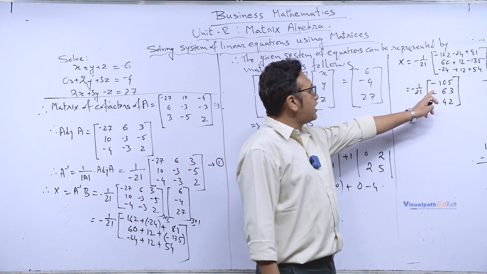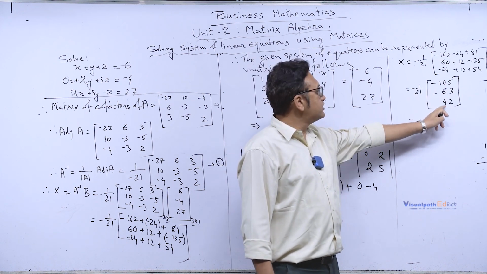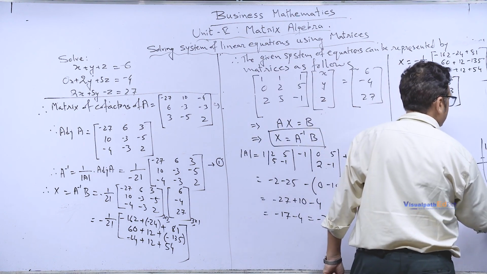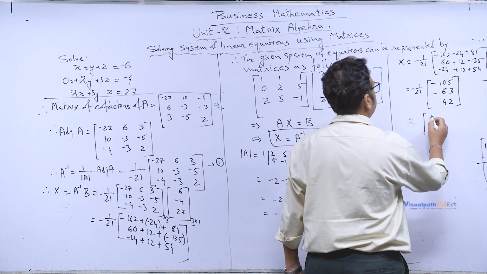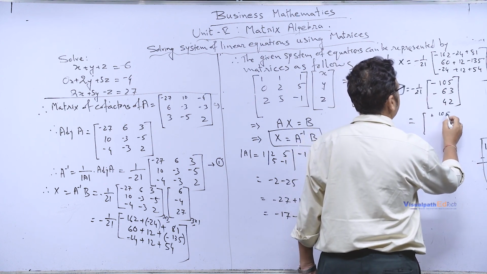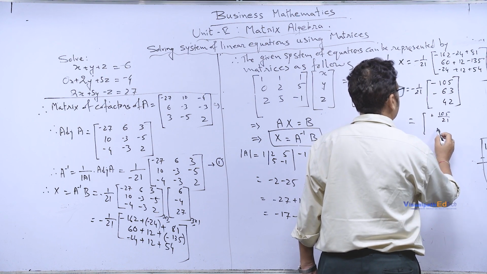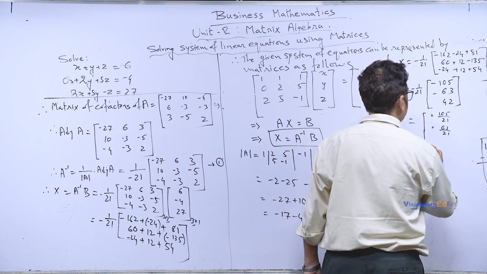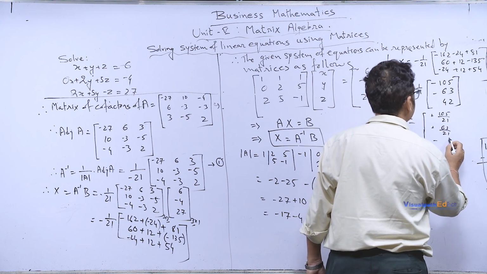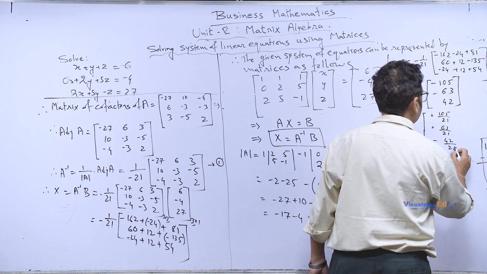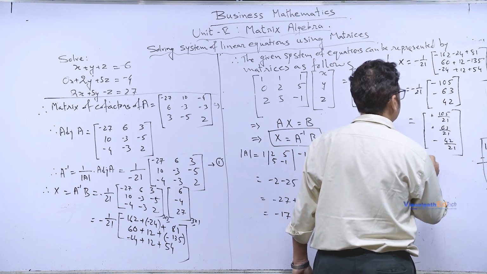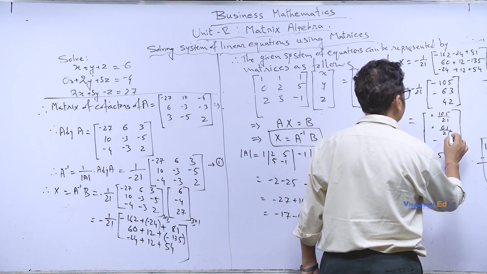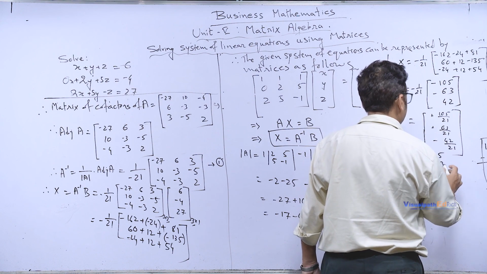Now I'm going to multiply minus 1 by 21 with all those elements. So how much will I get? If I multiply, we will get plus 105 by 21. Then we'll get plus 63 by 21. And also we will get minus 42 by 21. That will give you how much? We are going to get 5. This will be 3. This will be minus 2.